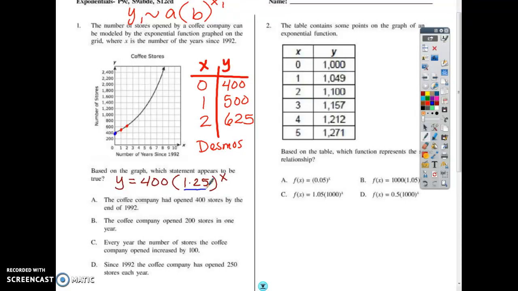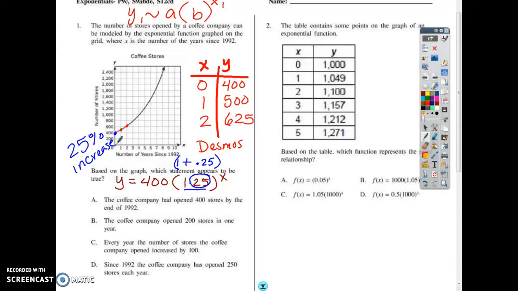That it's a growth, right, because it's greater than 1, and it's increasing by 0.25%. So 1 plus 0.25, that's what goes in the middle. That means it's increasing, it's a growth, and it's increasing by 0.25%. So 25% increase every year. That's what that means.